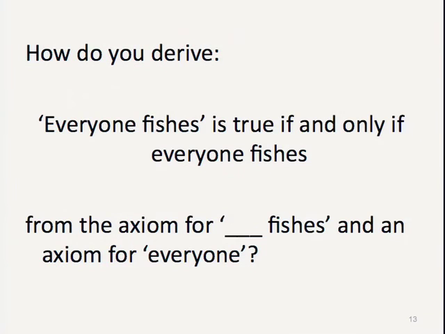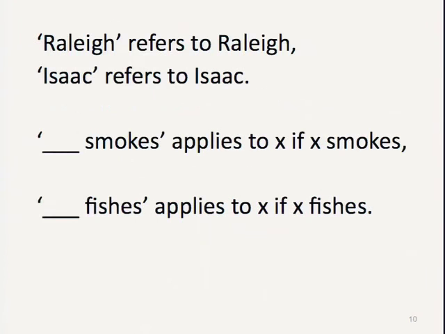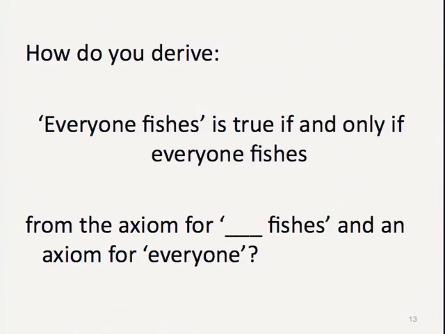So we want an axiom for everyone. We know what the axiom for fishes is. What would the axiom for everyone look like? Very good. So Rolly fishes, Rolly and Isaac, something like that. You'd have everyone fishes. Everyone is F if and only if Rolly is F and Isaac is F, and so on for everybody else. That's the tricky part. I can see you can do it for Rolly and Isaac, and so on for everyone else. Actually, that's pretty good.